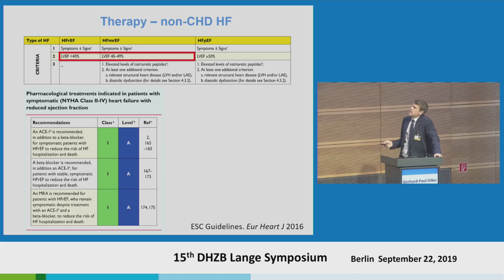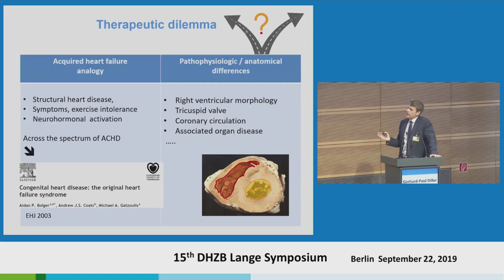But if you look at the current guidelines for heart failure by the European Society of Cardiology, for example, then you might realize that, when they define heart failure with reduced ejection fraction, they speak about left ventricular ejection fraction. So they speak specifically about the left ventricle. And what they most likely mean is the morphologically left ventricle. So I think there are issues here.